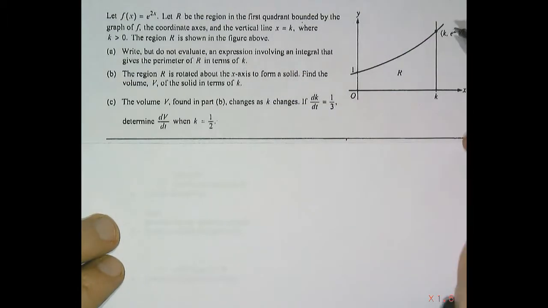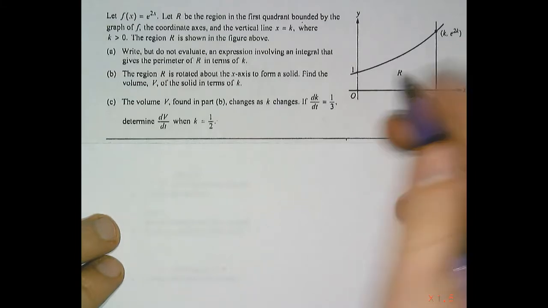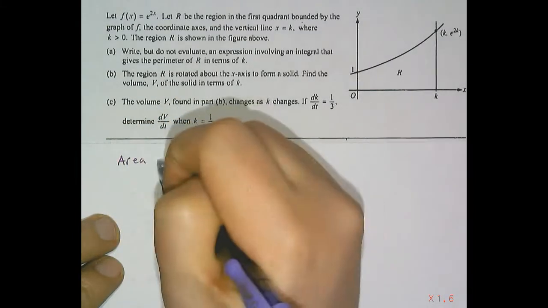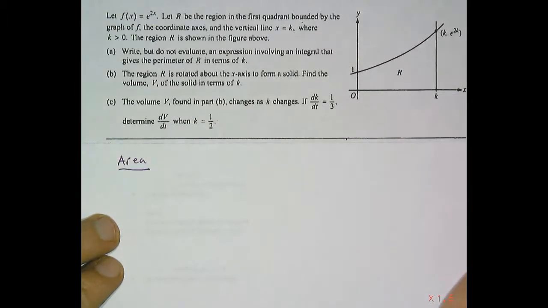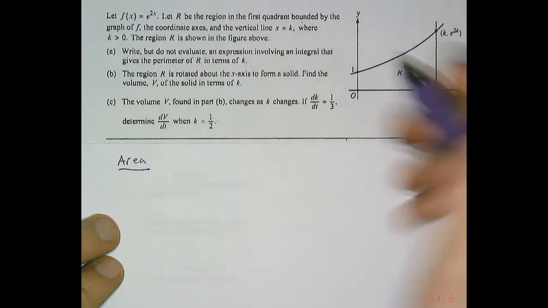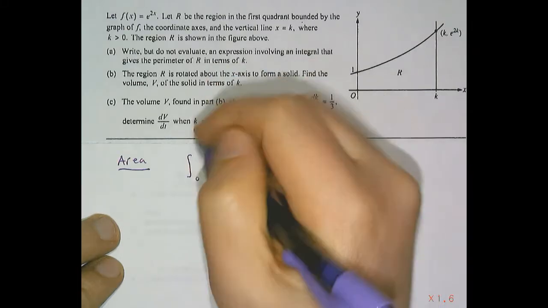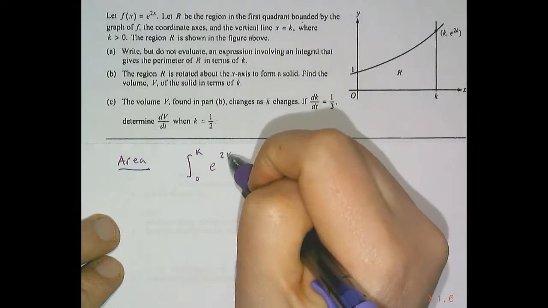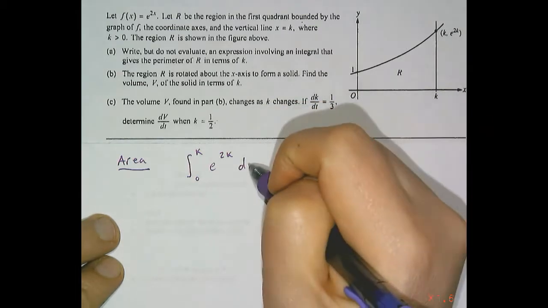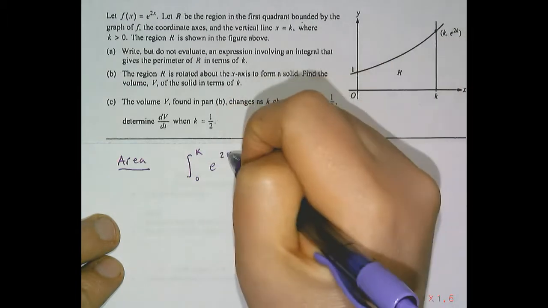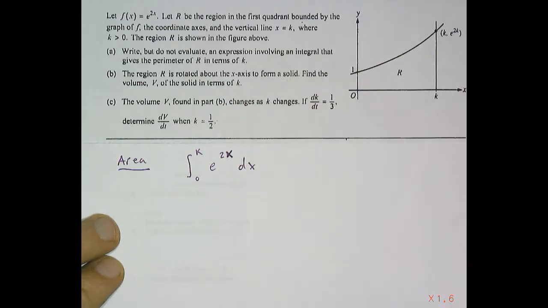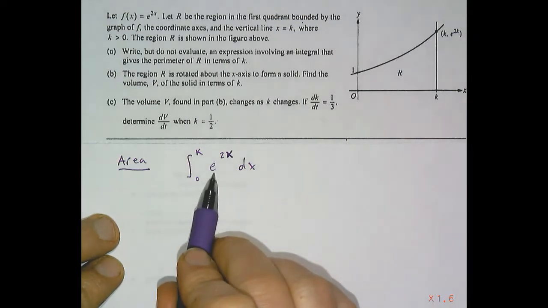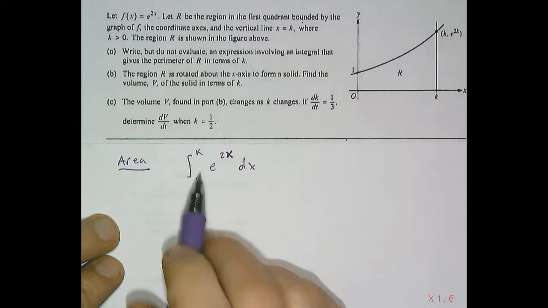So first and foremost, while it doesn't ask you to find the area of region R, typically type 4 problems have that question. And the area under a curve is calculated as the interval 0 to k of e to the 2x dx. Now, let's do this as 2x. That gets you the area. Now, it didn't ask us to do the area, so that's not part of the problem. But this accumulates the area from 0 to some x value k.